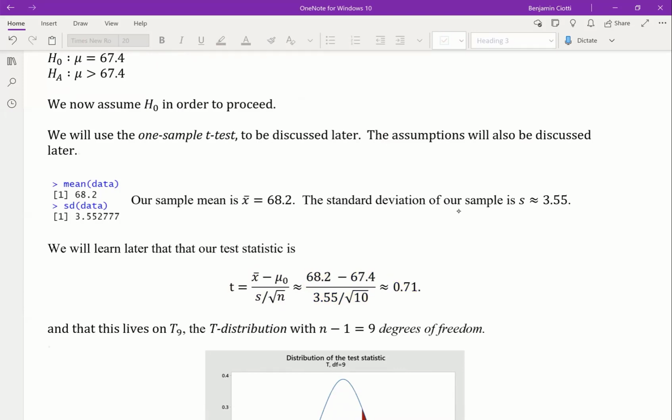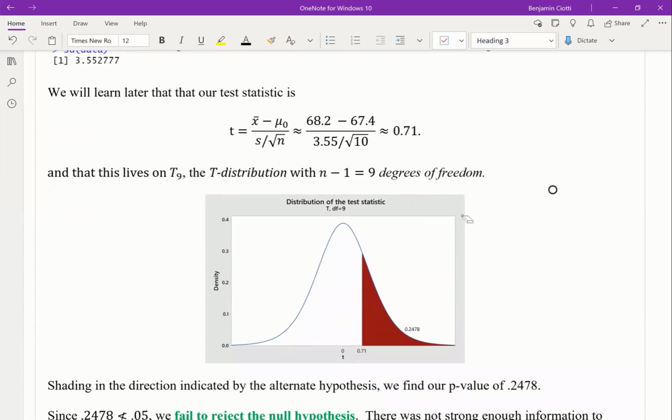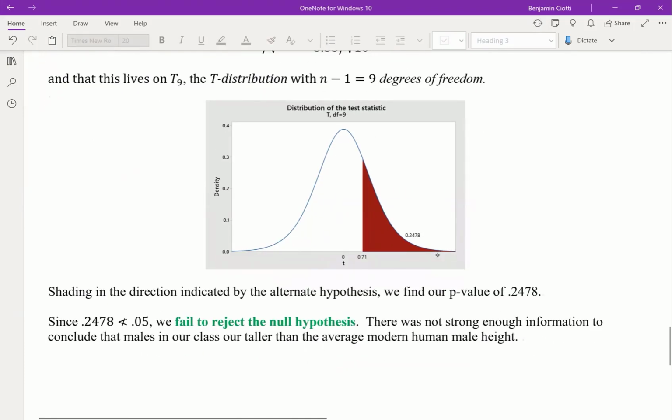And as you'll see when we talk about the t-distribution, this test statistic is supposed to have a t-distribution with 9 degrees of freedom. So don't worry about that yet, but here's what that distribution looks like. The probability of observing data at least as extreme as what we observed is the area to the right of 0.71 on this distribution, which via software I find to be 0.2478. Hence, our p-value is 0.2478.